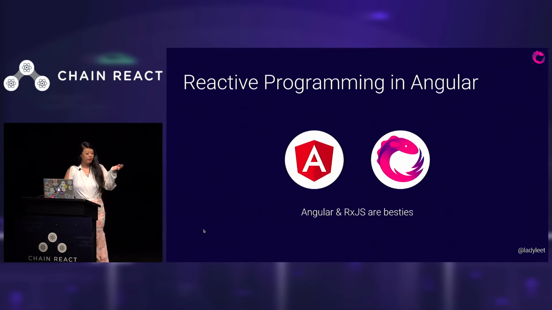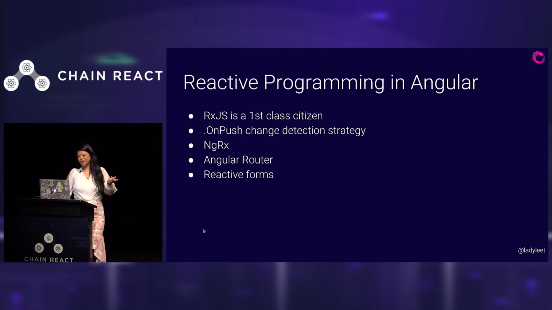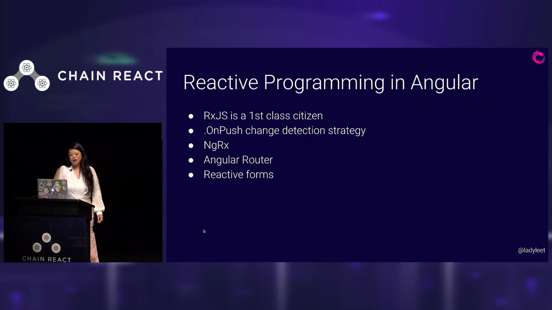If we look at Angular, for example, Angular and RxJS are besties because RxJS is actually a first-class citizen in Angular, which means that the Angular community really gets to benefit from the values of reactive programming. So they have an OnPush change detection strategy. And when you enable this, it enables more efficient and performant data flow because it's going to push changes at you versus detecting changes. They created NgRx, which is just the Redux pattern re-implemented in RxJS.